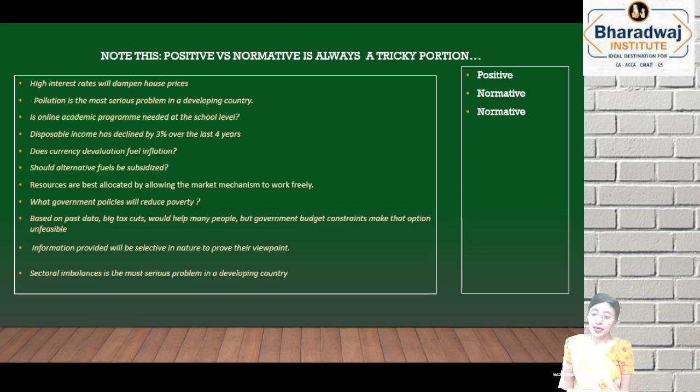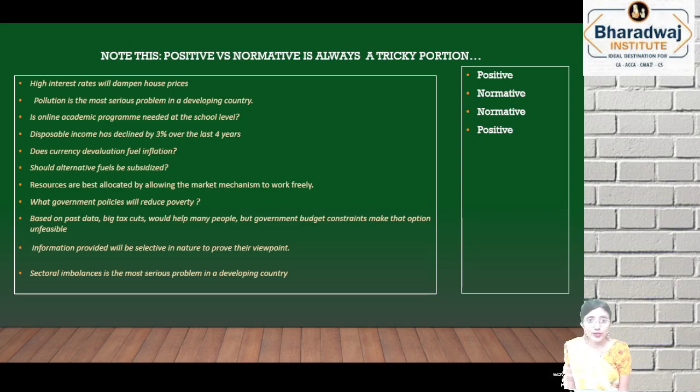Disposable income has declined by 3% over the last 4 years. Are you sure? Yes, we can verify it. I will look at the past 4 years data. Okay. And I will see that there is evidence. So numbers can be positive, numbers can be normative also. Remember that. Does currency devaluation fuel inflation?